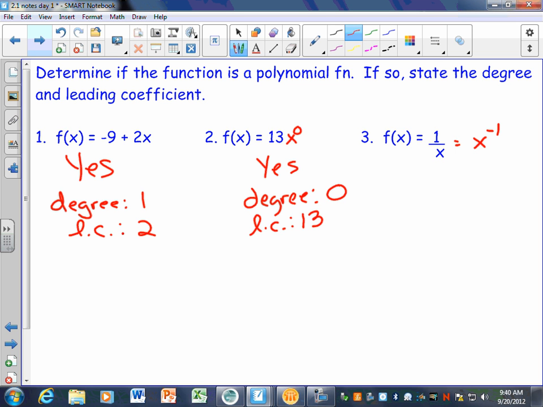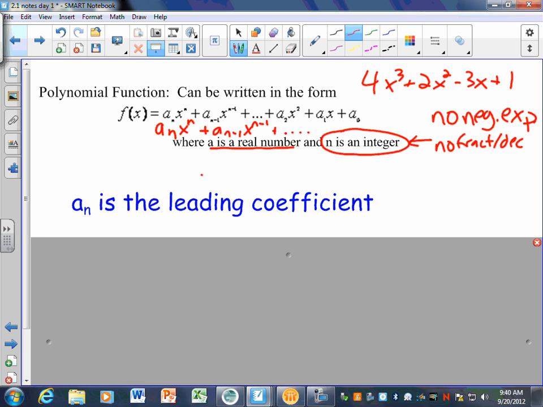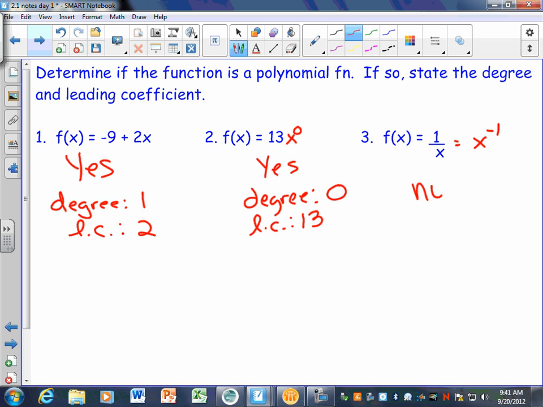And so maybe if you want to add to that list back here: no fractions, decimals, no negative exponents, no letters, variables in the denominator, because that is a negative exponent, it means the same thing. So this one is not a polynomial, so I'm just going to put no there. So if it's not a polynomial, it can't have a degree, it doesn't have a leading coefficient. That's the first part of your homework. Not so bad, right?